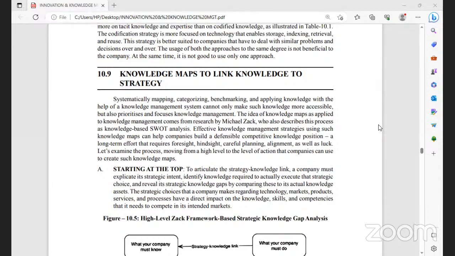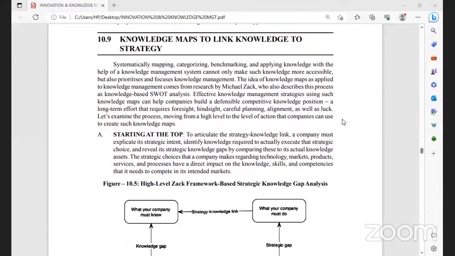Knowledge maps link knowledge to strategy, systematically mapping, categorizing, benchmarking, and applying knowledge with the help of a knowledge management system. It cannot only make such knowledge more accessible, but also prioritizes and focuses knowledge management. The idea of knowledge maps as applied to knowledge management comes from research by Michael Jack, who also describes this process as knowledge-based SWOT analysis, meaning strengths, weaknesses, opportunities, and threats analysis.